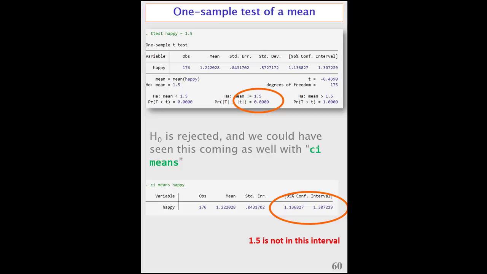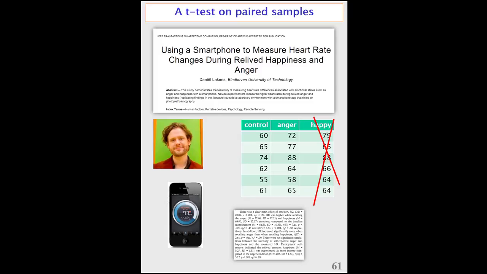Okay, and one other example that is slightly different in its setup. Here you once again see the heart rate data, and there you could argue you could do a t-test as well. One was the control condition.